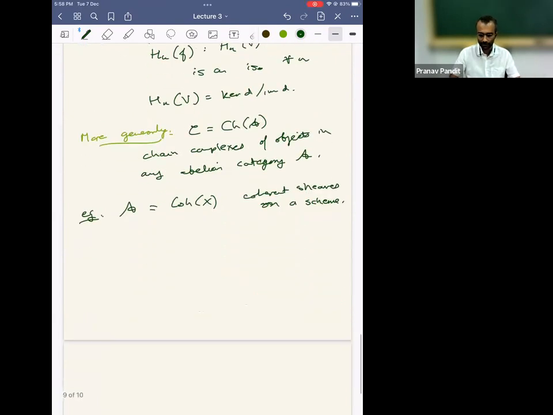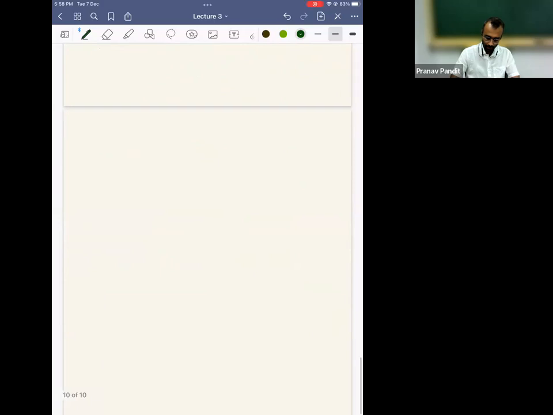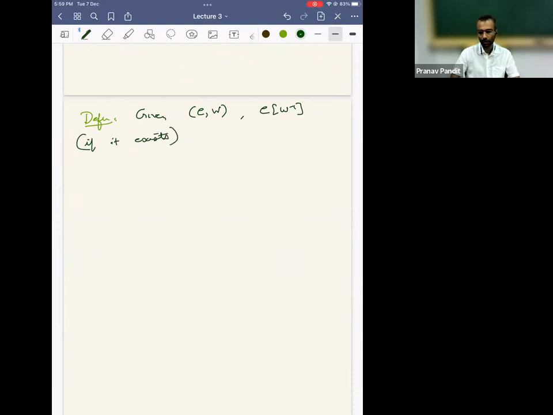So let's get on to how to invert these maps. So let's formulate what the problem even means. So maybe let me call it a definition. Given C and W, C[W^{-1}] is a category, if it exists. I'm saying if it exists, but it always does, modulo set theoretic issues that I want to ignore and not discuss at the moment. So C[W^{-1}], if it exists, is a category with the following universal property.